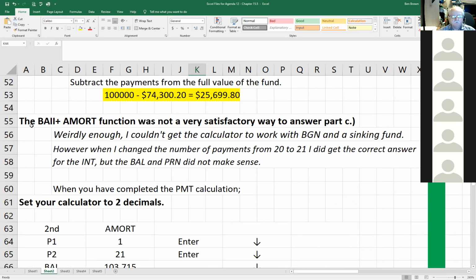Now, weirdly enough, I couldn't get the calculator to work with BGN and a sinking fund.